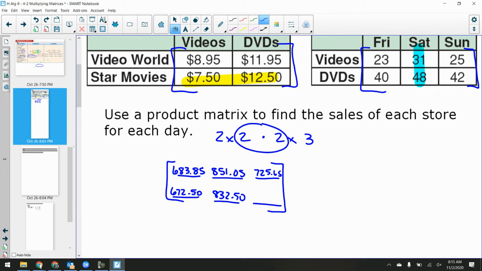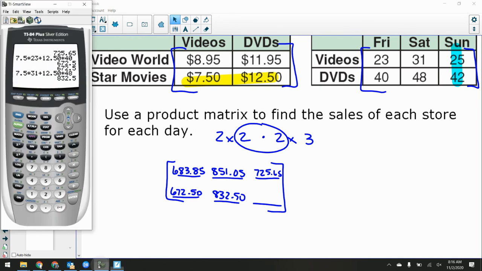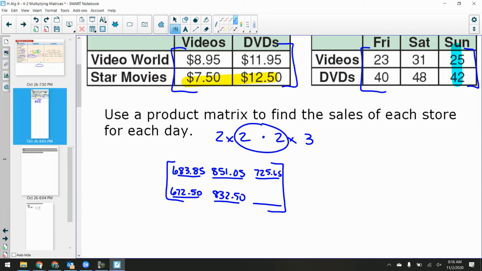And then I take row 2, column 3. All right, so now we jump up and say 25. 750 times 25 plus 1250 times 42. There we go. 712.50. Now, what does this matrix product actually mean?